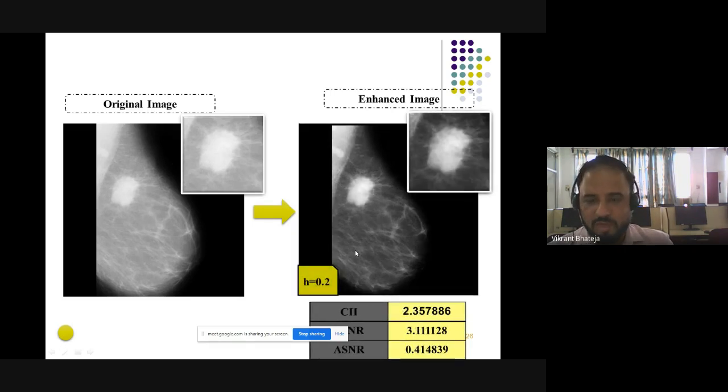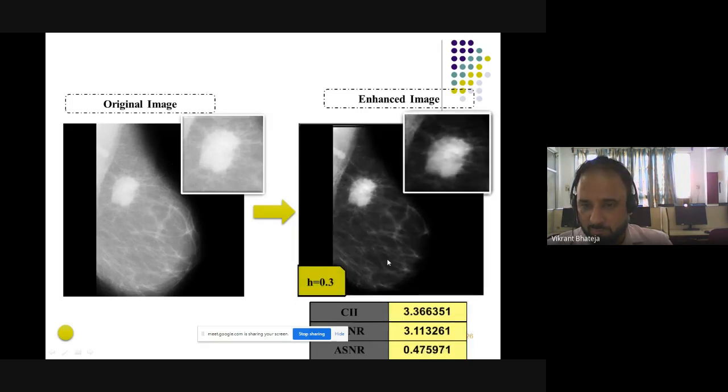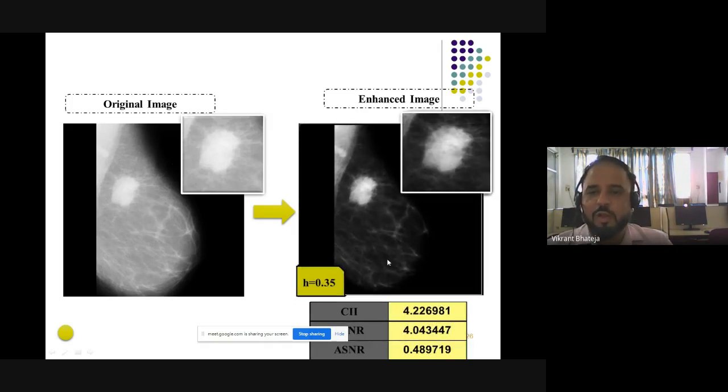Now, the moment you change the parameter, you see your foreground is getting embossed and your background is getting suppressed. Till this stage you can have sufficient information of the background, but as you go further, you see your background is getting more and more suppressed.